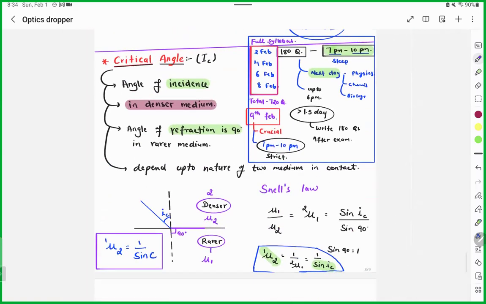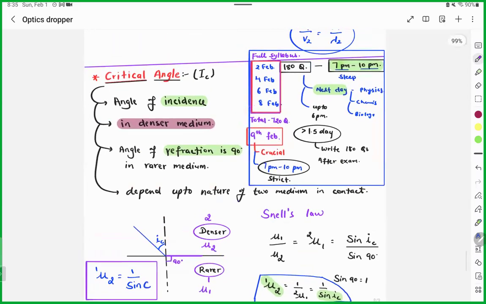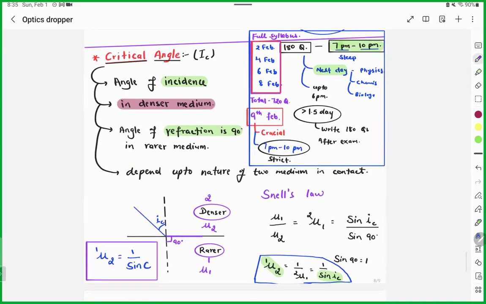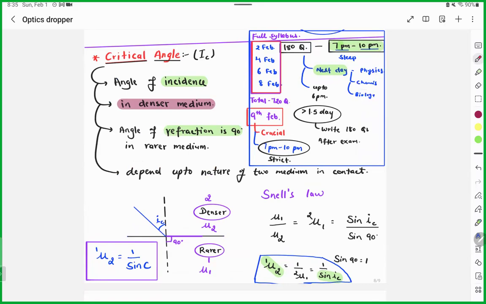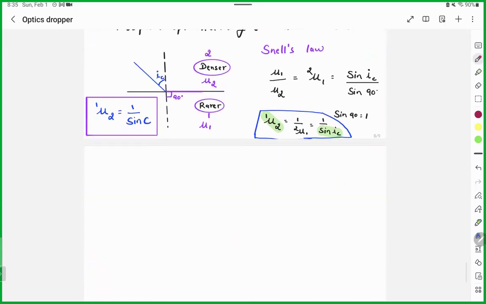Anybody have doubt? Did you write everything? Because after that, I will ask a question and you have to send your explanation in the group. Ask your doubt. Anybody have doubt? Everybody finish the writing part?